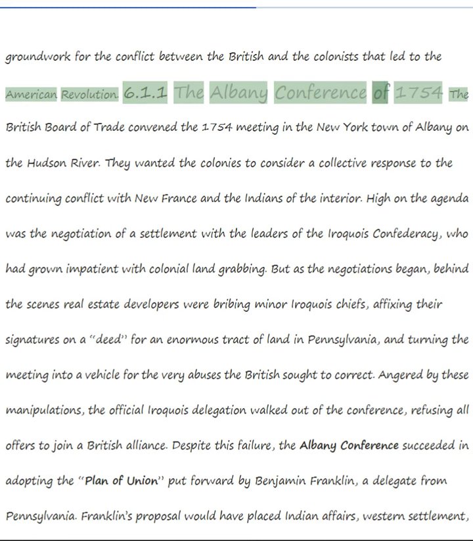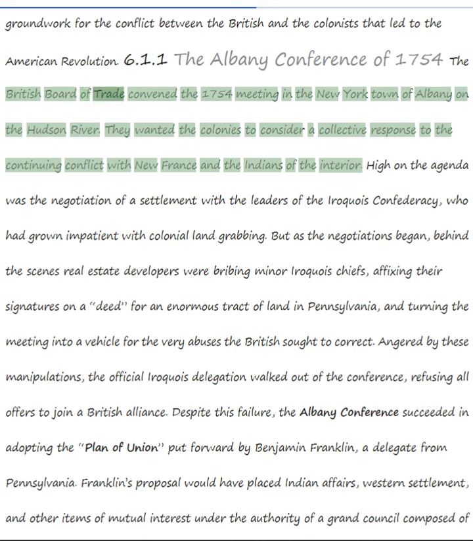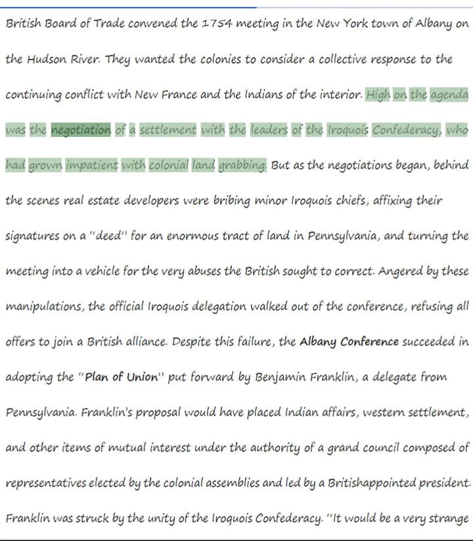6.1.1 The Albany Conference of 1754. The British Board of Trade convened the 1754 meeting in the New York town of Albany on the Hudson River. They wanted the colonies to consider a collective response to the continuing conflict with New France and the Indians of the interior. High on the agenda was the negotiation of a settlement with the leaders of the Iroquois Confederacy, who had grown impatient with colonial land grabbing.